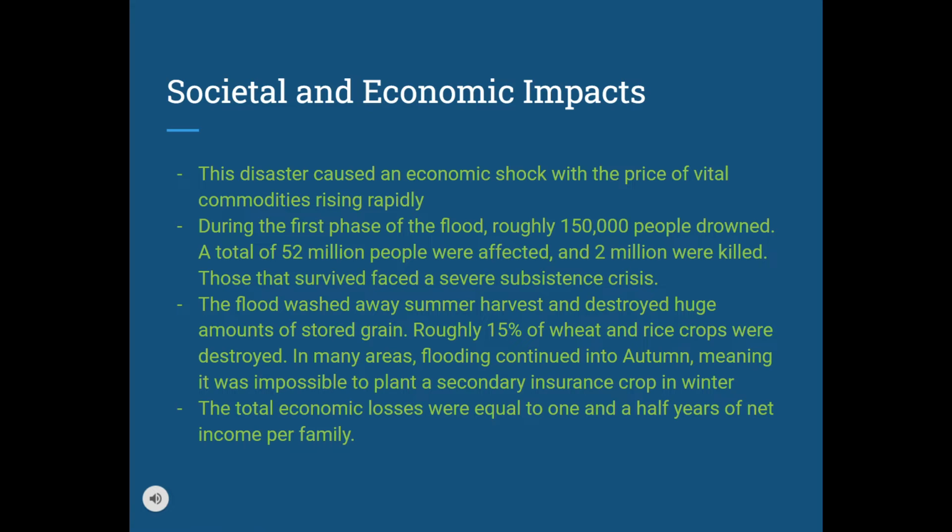The flood washed away summer harvest and destroyed huge amounts of stored grain. Roughly 15% of wheat and rice crops were destroyed. In many areas, flooding continued into autumn, meaning it was impossible to plant a secondary insurance crop in winter. The total economic losses were equal to 1.5 years of net income per family.